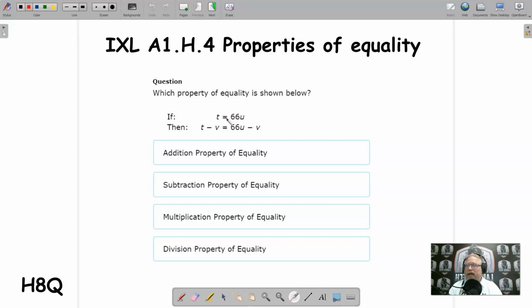So we start off with t equals 66u. Now over here on the left, we see where we're subtracting v from t. We've also subtracted v from 66u. One way to look at this is to see what's the same. Here's t and here's t. Here's 66u and here's 66u. And then what have they done to add on or subtract from it? Notice that they're subtracting v from it. Here we have minus v on both of them. So in this first situation, we would say that it is the subtraction property of equality because we are subtracting the same value from each side.